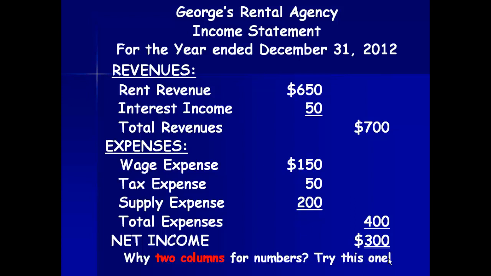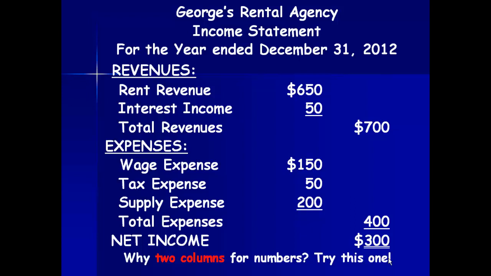Here's an example of one. Just wanted to show you a few things about it. Here we've got old George's business. Here are George's revenues and here are his expenses. He had 2 revenues. They add up to a total of $700. He had 3 expenses. They add up to $400. He had more revenues than he did expenses, so we say he had a net income instead of a net loss.